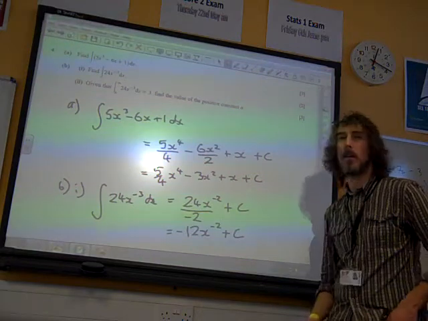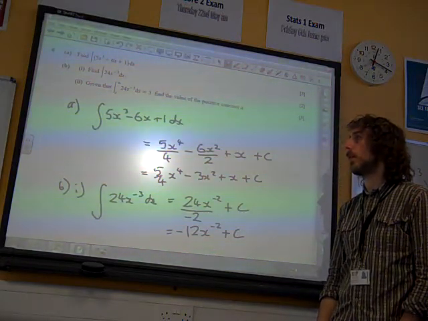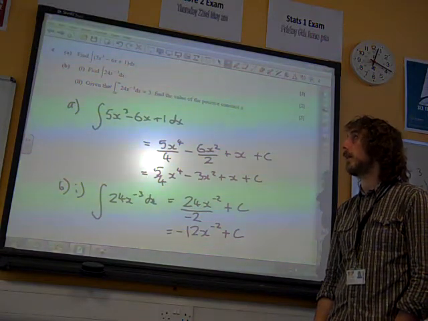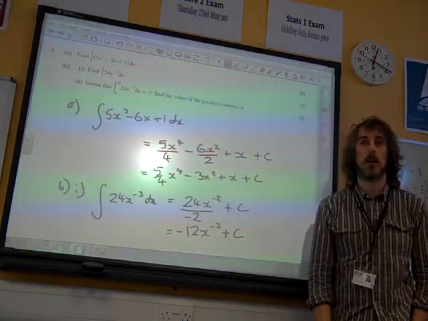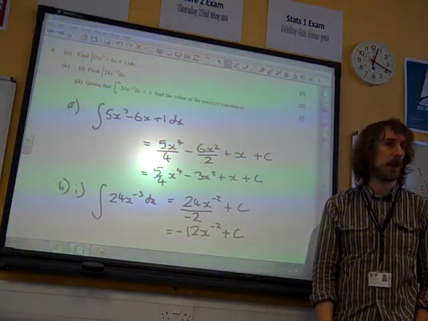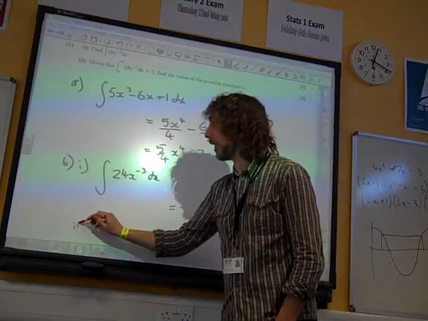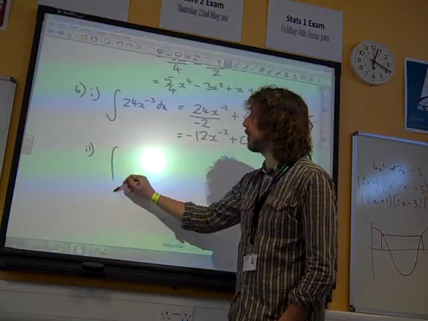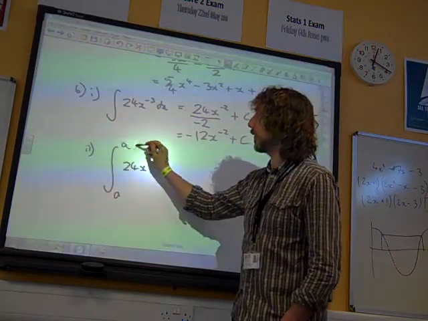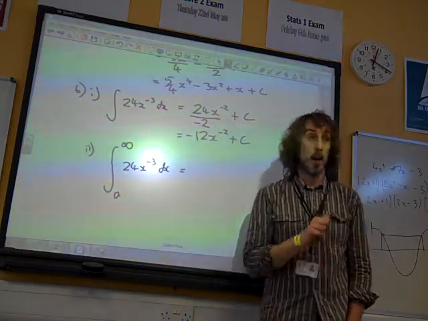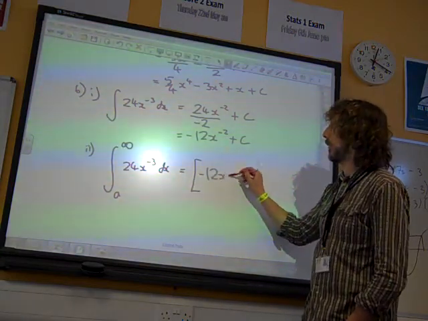Now, given that the improper integral, the integral from a to infinity of 24x to the minus 3 dx equals 3, find the value of a, the lower limit. Sorry, it's not from 0, is it? I'm going to find myself writing something that I don't really like writing in this, but I'll do it. We know that this integrates to minus 12x to the minus 2.